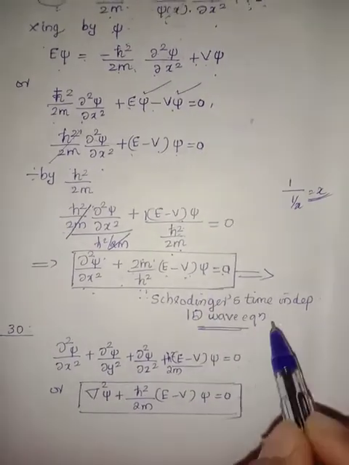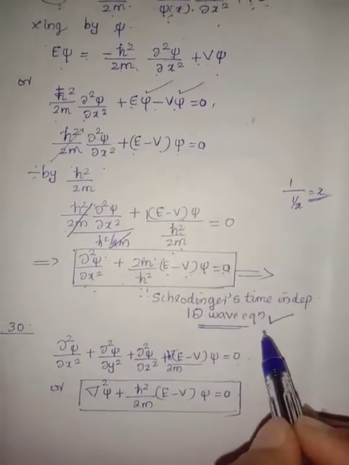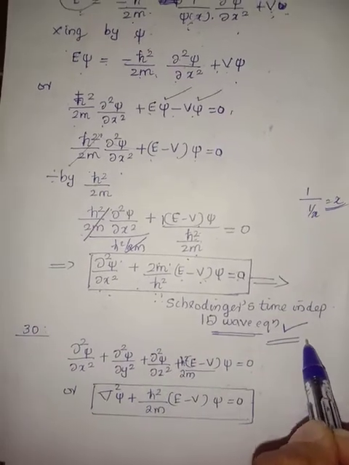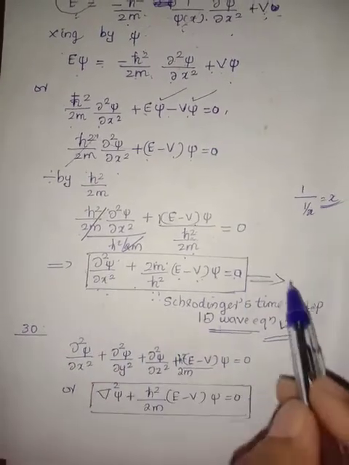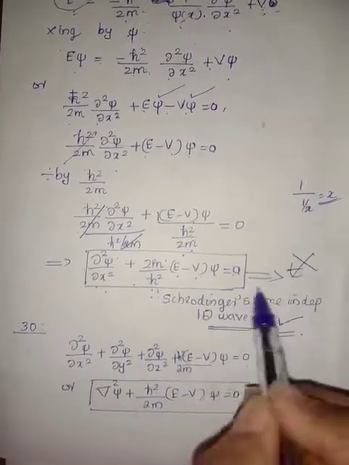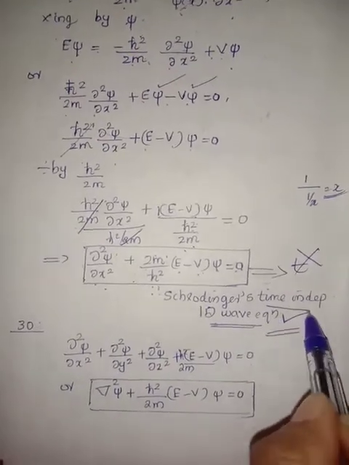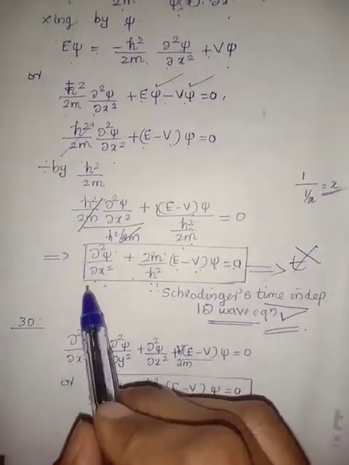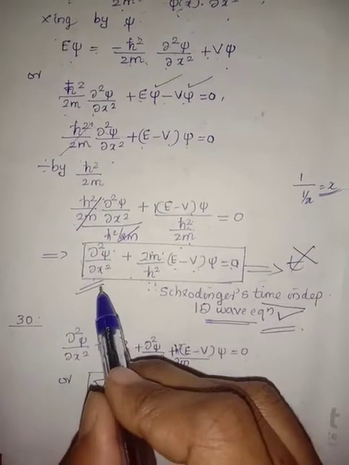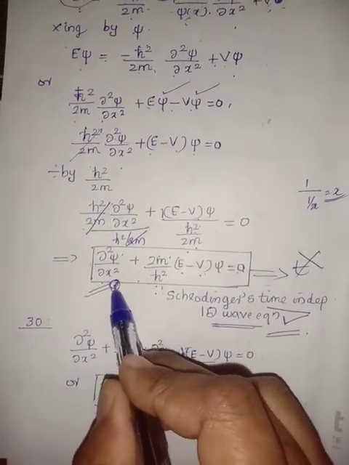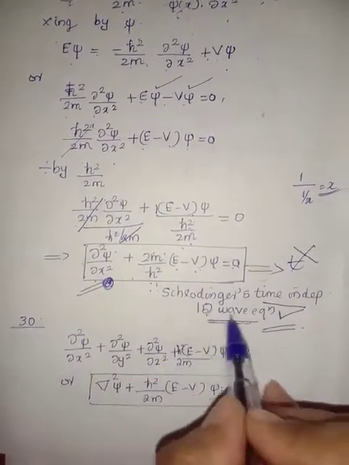This is Schrodinger's time independent one-dimensional wave equation, because this equation does not involve the time. There is no time here, so it is known as the time independent wave equation, and it is a one-dimensional wave equation because it involves only the term x. Right, so it is a one-dimensional wave equation.